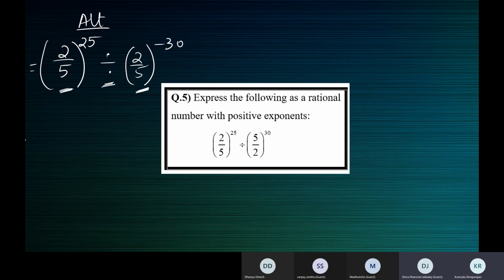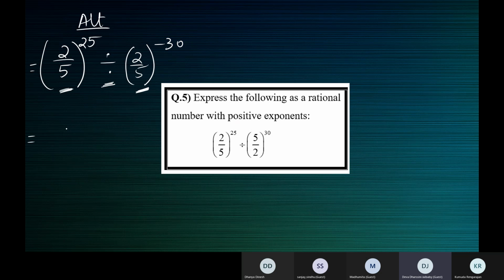Next step, ma'am, it is 2 by 5 to the, ma'am. The bases are same now, ma'am, so we have to subtract the power. Correct. So, bases are same. And what is the operation? Is it multiplication or division? What's the operation?